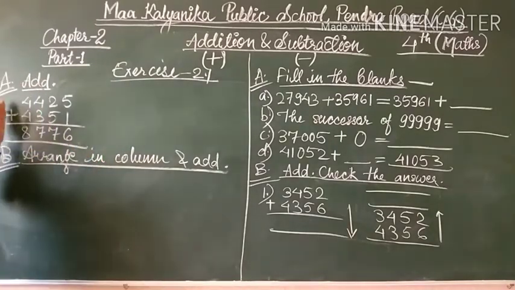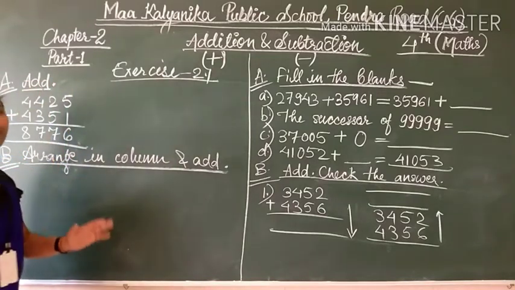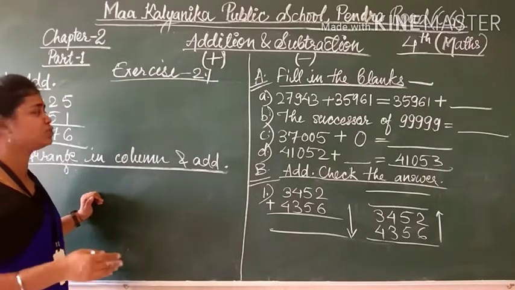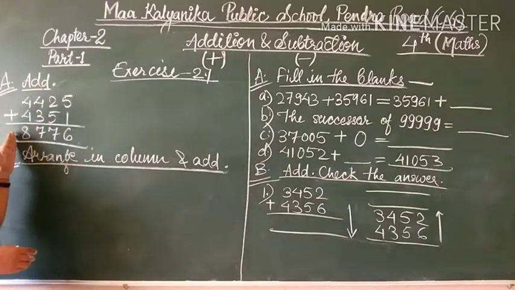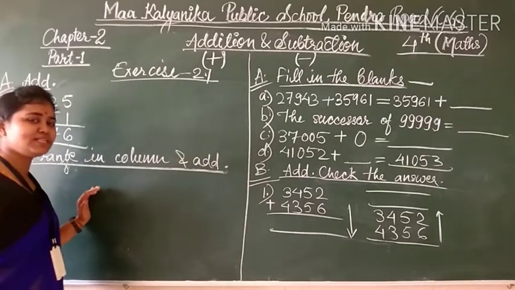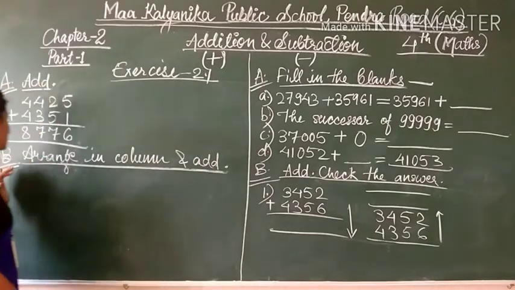The rest of the questions are the same; you only have to add the given two numbers from each question. In this way you can simply get the answer. Now shall we move to the next question, question number B?